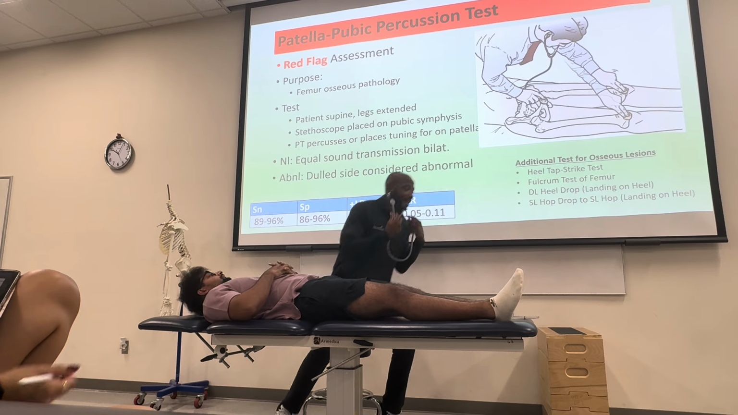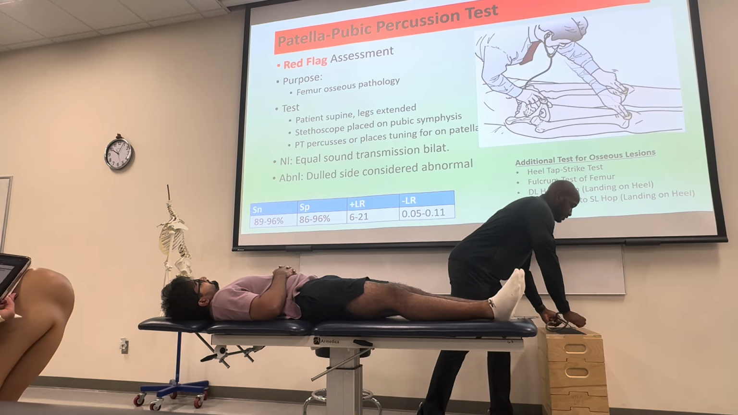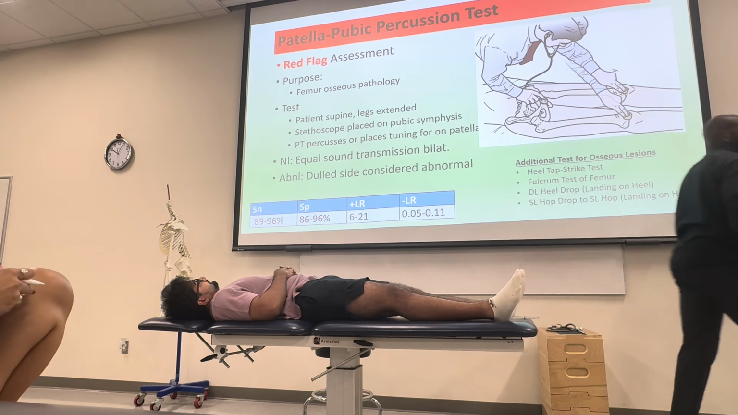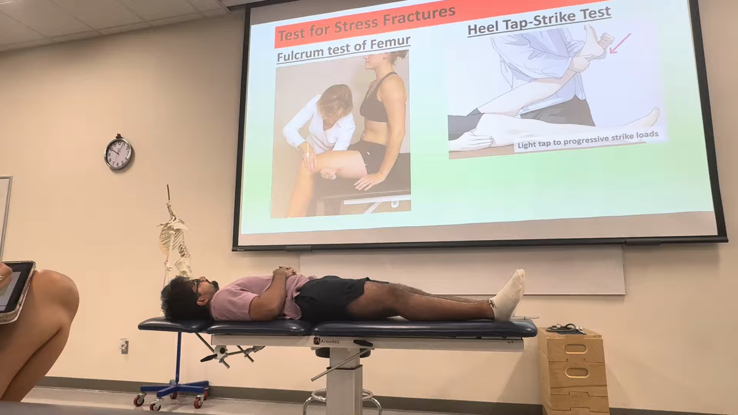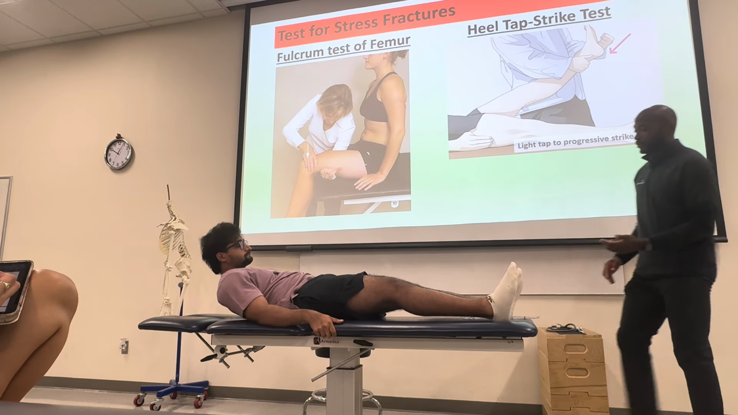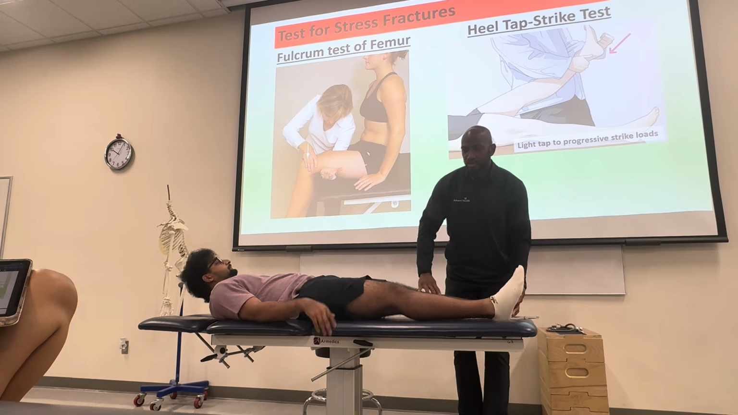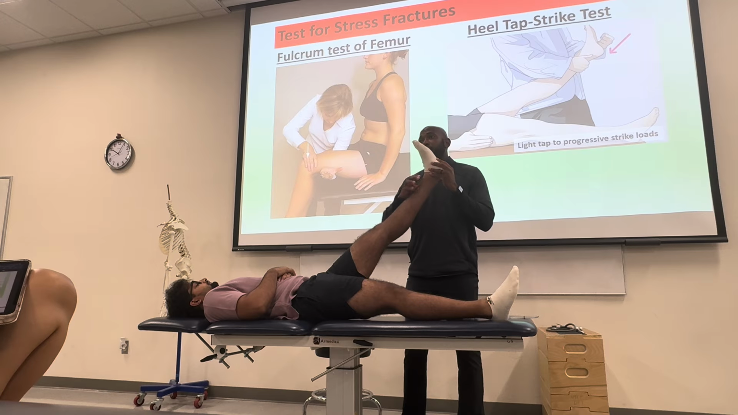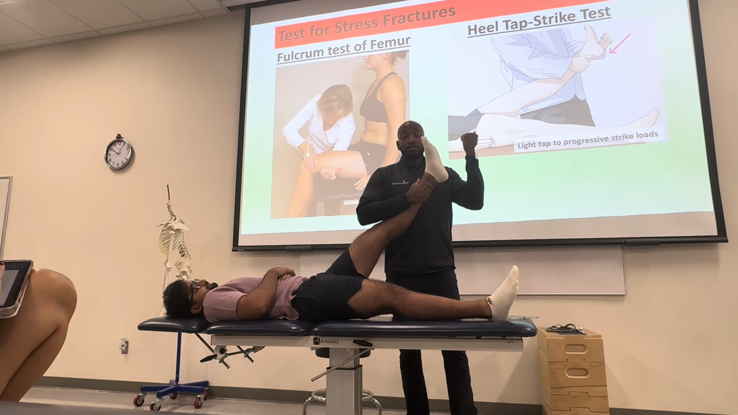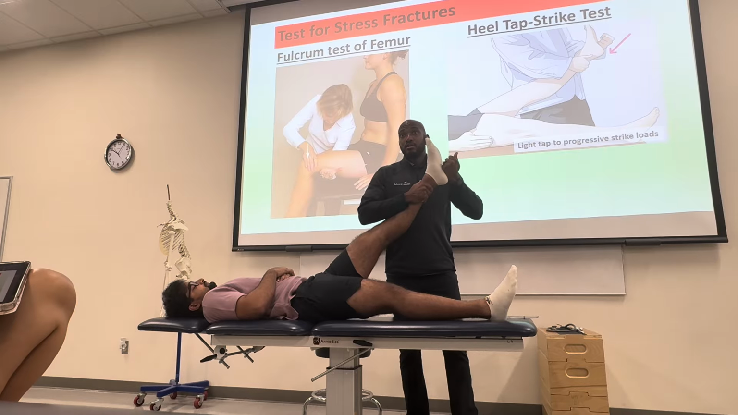All right. So if that is positive, I can continue with my assessment. I can perform the fulcrum test or the heel tap test. Okay. So I'm going to do the heel tap since you're already supine. So heel tap, you're just going to bring them up into flexion. Okay. And then all you're going to do, make a fist, and you're going to strike the heel, okay? And then you can increase your degree of force that you're putting through the heel, okay? All right?